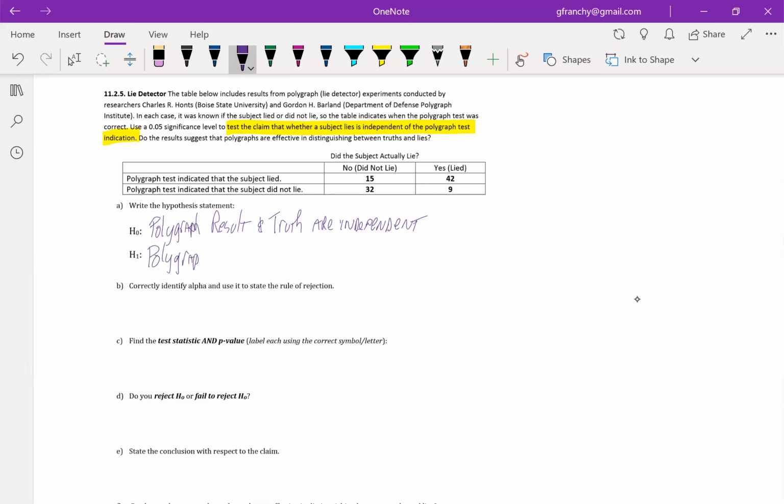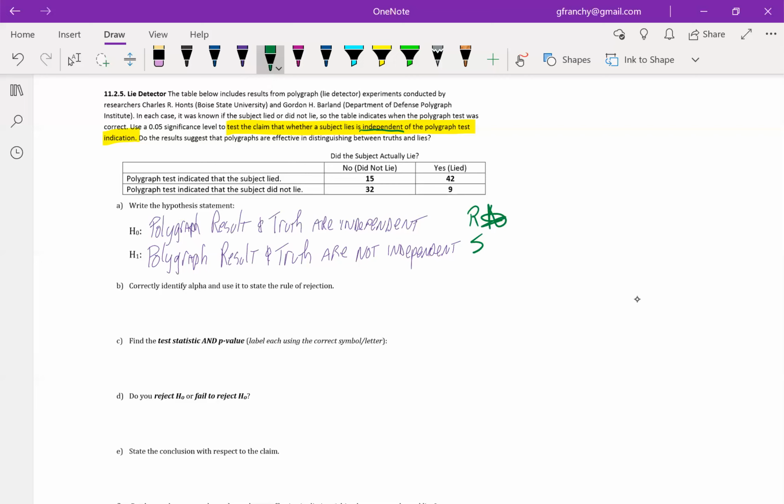And then pretty much the same except the word not below that. So polygraph result and truth of subject, subject's veracity, all sorts of ways you can phrase this, are not independent. Or you could also just say are dependent. Once we do that, we'll do the R and the S. And here, the claim was independent, so we'll star the R there.